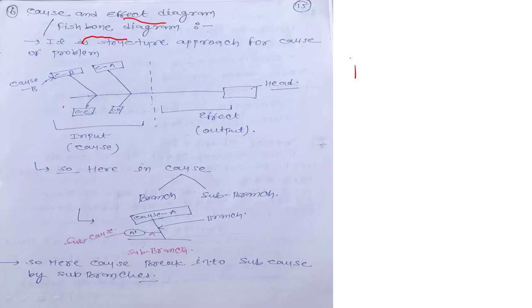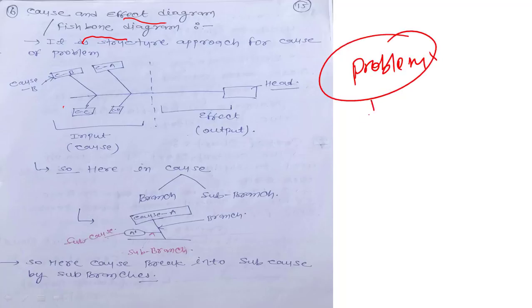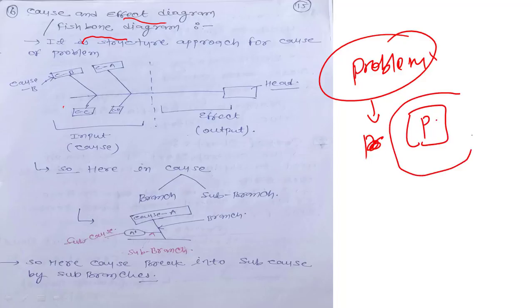For example, we have some problem, sir. With the help of our Pareto analysis, we understand, sir, this is the problem for our system. This is the problem. So sir, what I will do, I will again convert this into small subparts, on some branches. For example, sir, I am using WhatsApp, YouTube, Facebook. Okay, this is a problem, sir. It is causing some problem for my success in my life, or my exams are not proper.